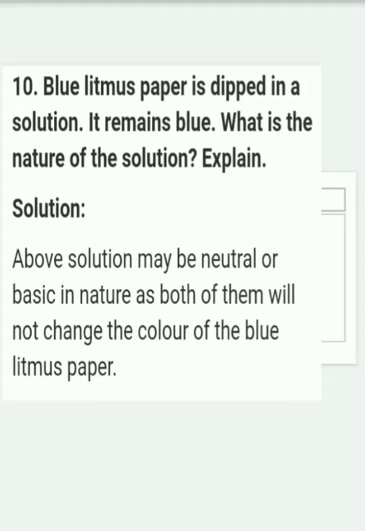Let us see the next question. Blue litmus paper is dipped in a solution. It remains blue. What is the nature of the solution? Explain. The solution may be neutral or basic in nature, as both of them will not change the color of the blue litmus paper.